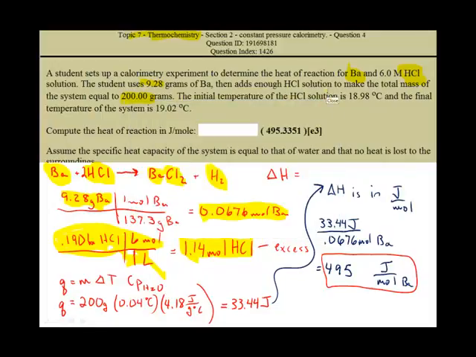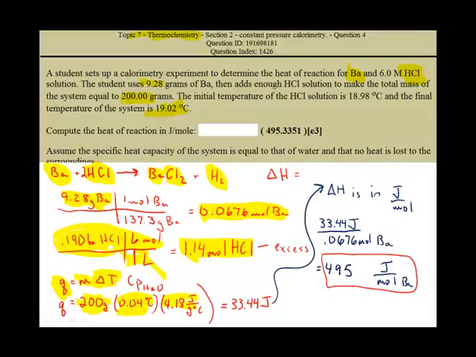The next part of the problem requires that we calculate the amount of heat that's generated by this reaction. So we take the mass, now that's 200 grams, that's everything in the cup, its mass, times the change in temperature. Well, it went from 18.98 up to 19.02, that's a change of 0.04 degrees Celsius.